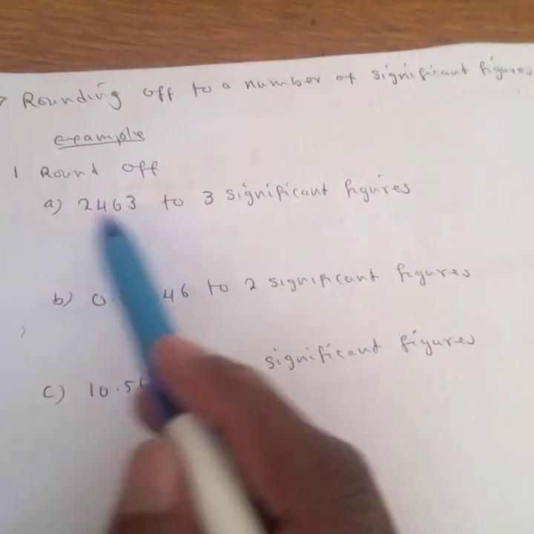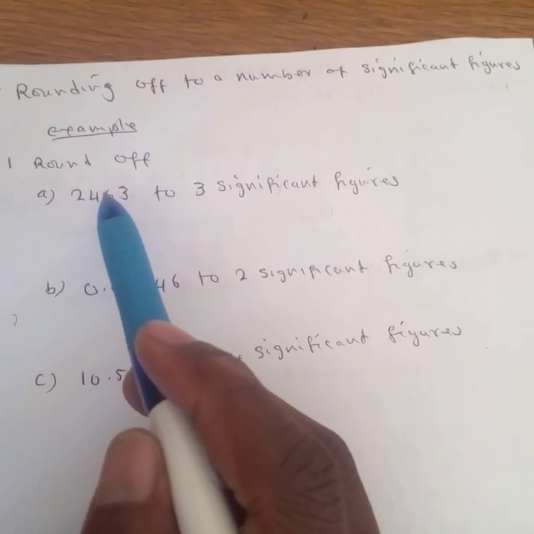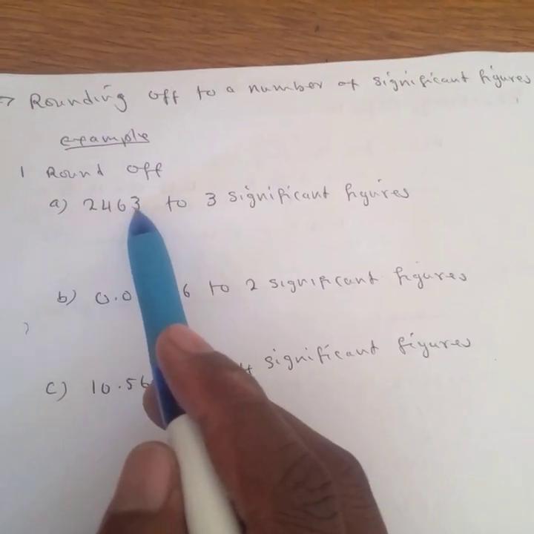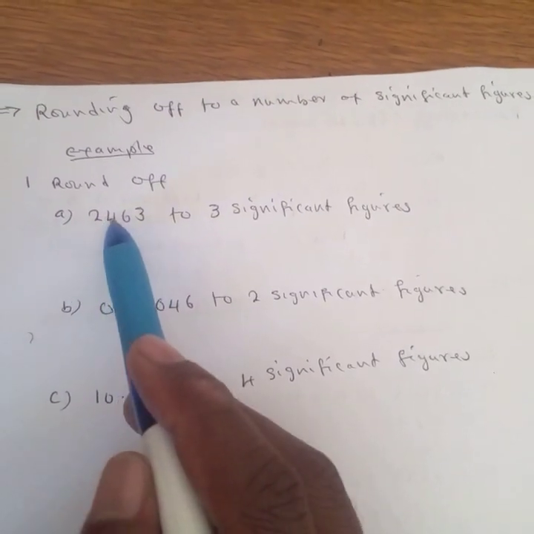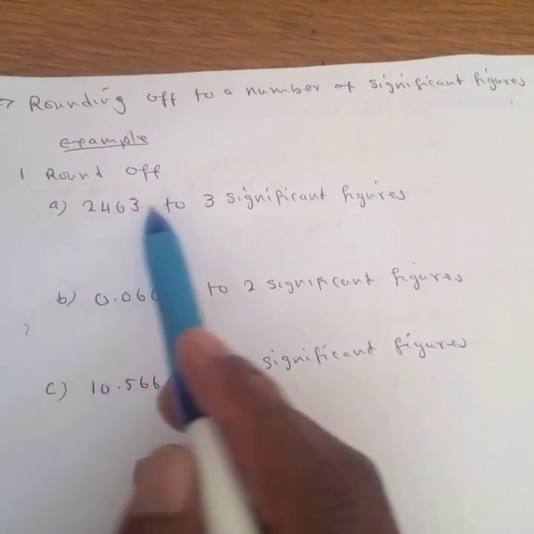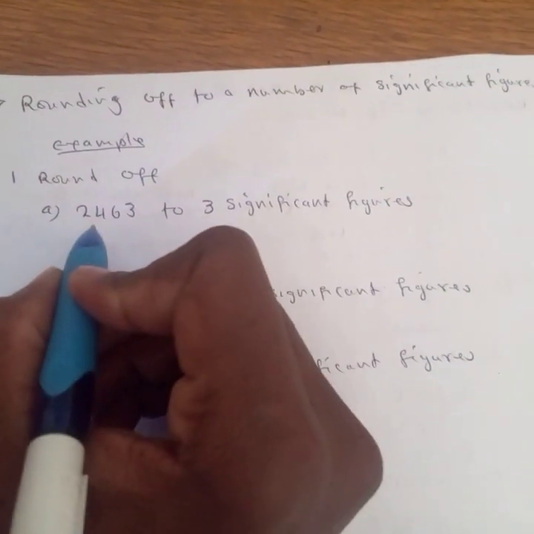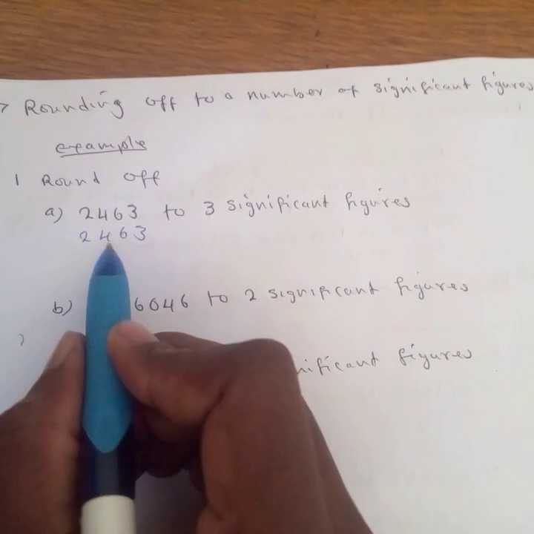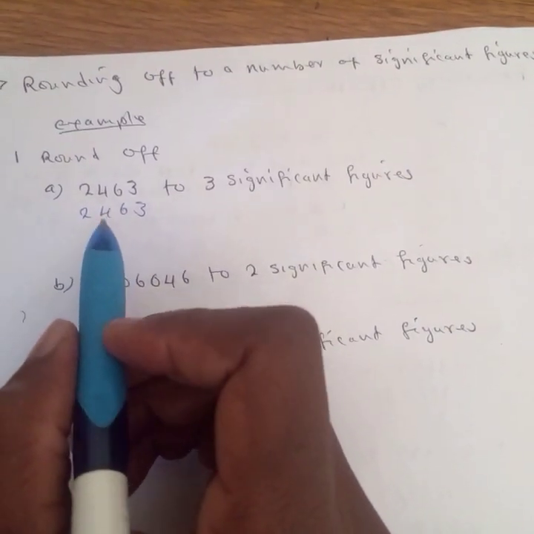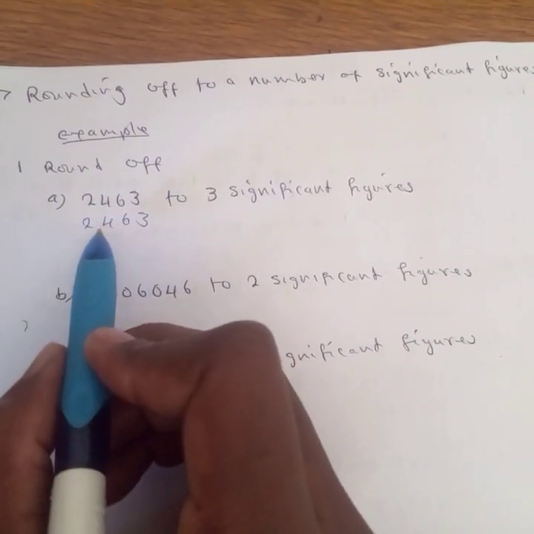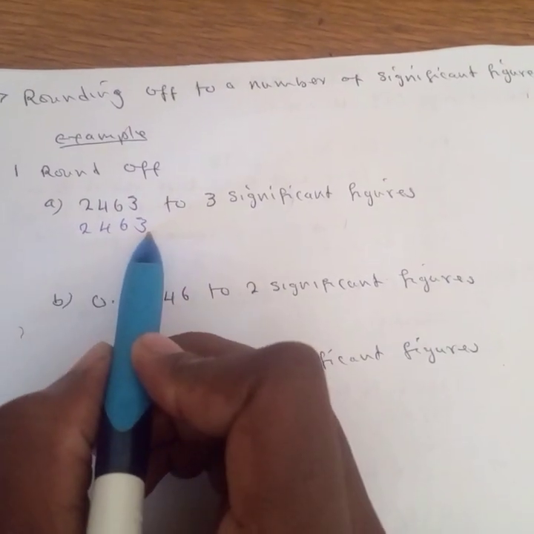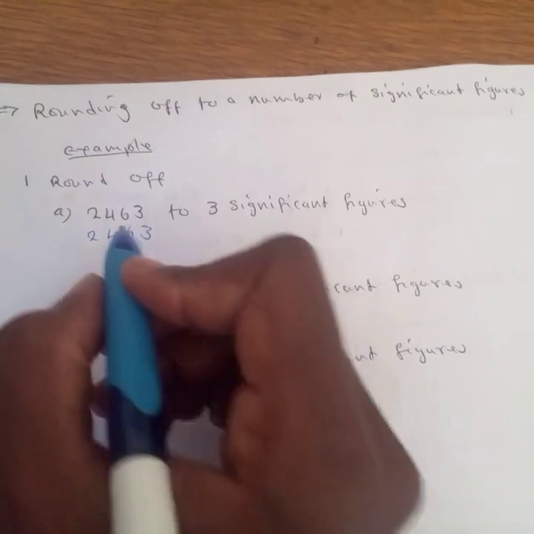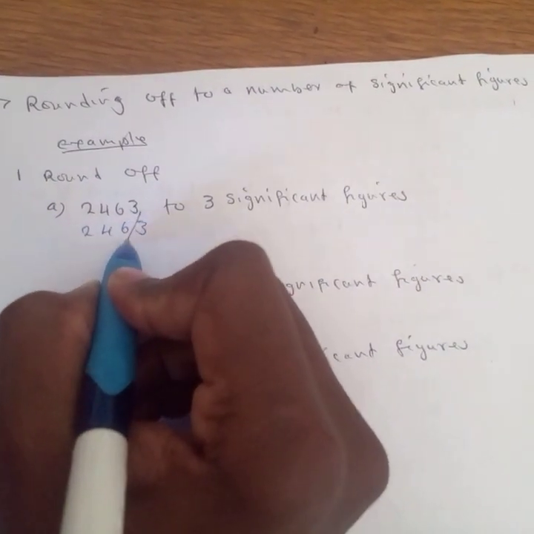So how many significant figures are here? Remembering the rule which states that all non-zero digits are significant, in this case 1, 2, 3, 4, there are 4 significant figures, but they just want 3. So what we are going to do is simple. We write 2463. In the previous video we learned that to tell the significant figures, you start counting from left going to right. That's how you know the number of significant figures. So we say 1, 2, 3. Where the number 3 is, we put a demarcation there.